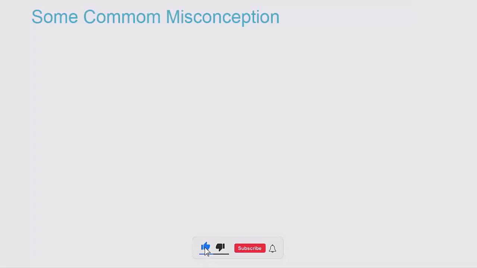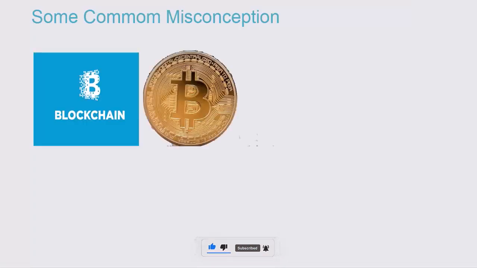There are common misconceptions about blockchain and Bitcoin. These are little things that people misunderstand about blockchain and Bitcoin. The first misconception people have of Bitcoin is that it is anonymous. Now I want to say that Bitcoin is not anonymous.